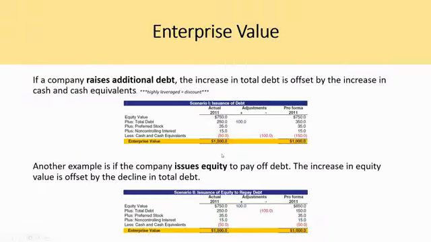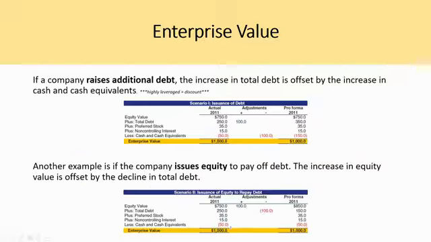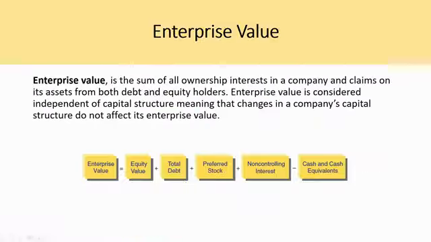It's the same thing for a company that issues equity to pay off debt. If the company issues equity, the equity value increases, but total debt decreases because those proceeds are used to pay off total debt. So the increase in equity value is offset by the decline in total debt, the changes offset each other, and therefore enterprise value would not change.